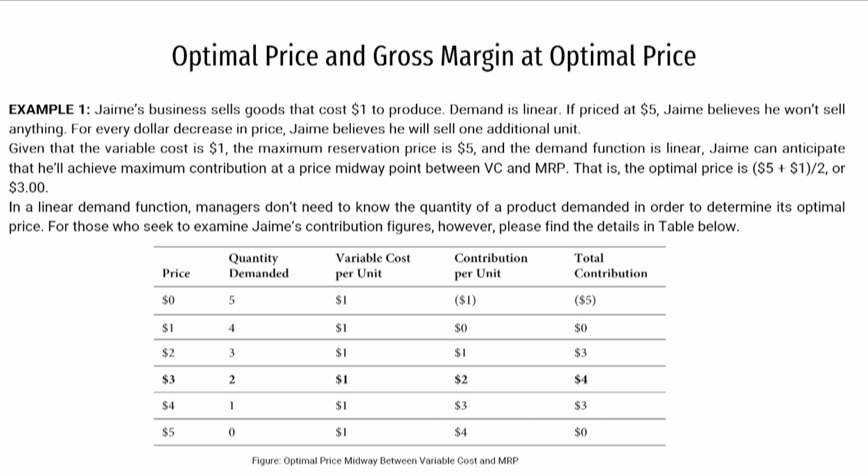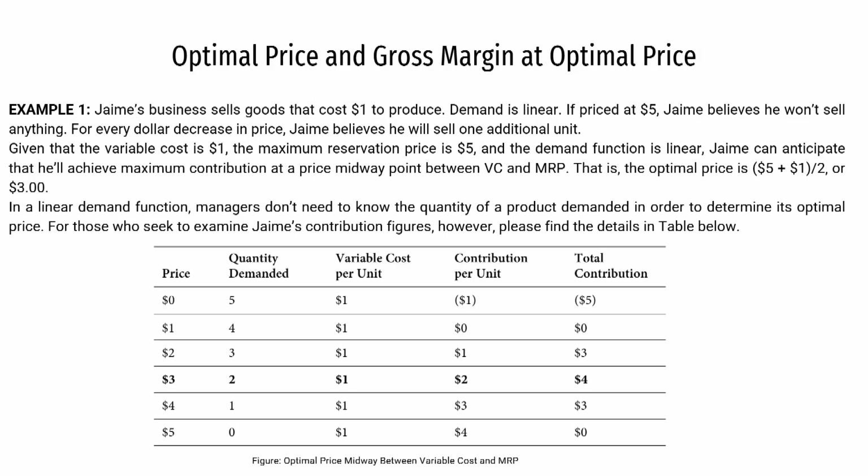Given that the variable cost is $1, the maximum reservation price is $5 and the demand function is considered to be linear, Jamie can anticipate that he will achieve the maximum contribution at a price which is midway between the variable cost and the maximum reservation price. So, in this context the variable cost is $1 and the maximum reservation price is $5. So, 1 plus 5 divided by 2, that is $3. So, the optimum price can be set at $3.